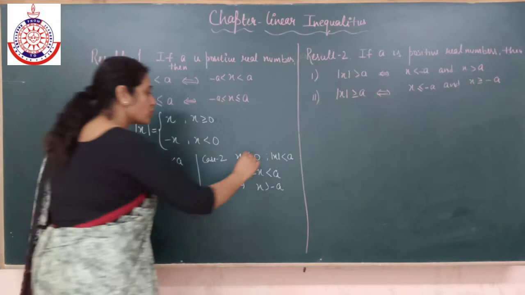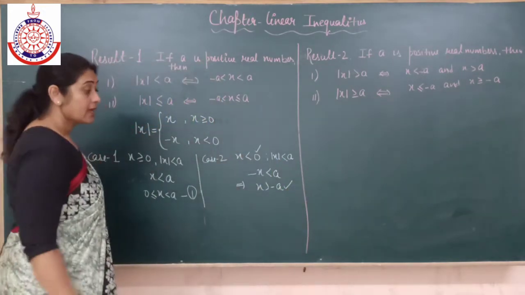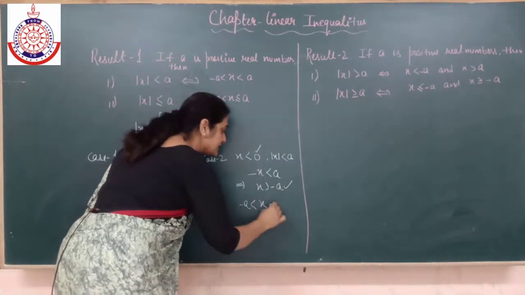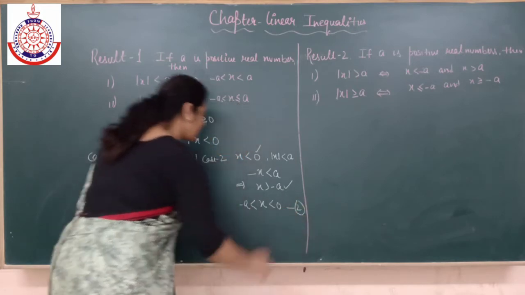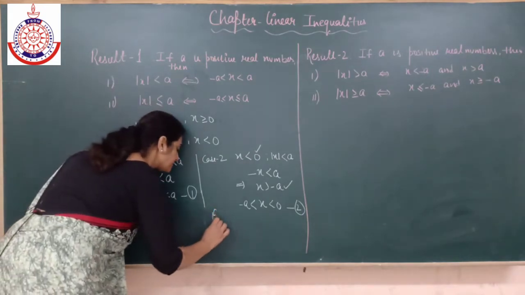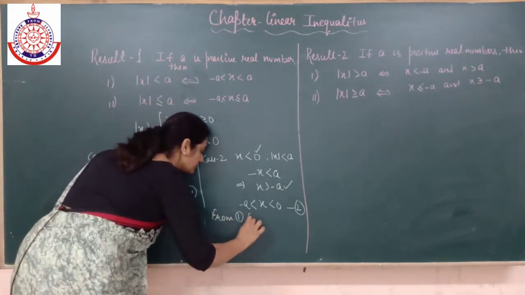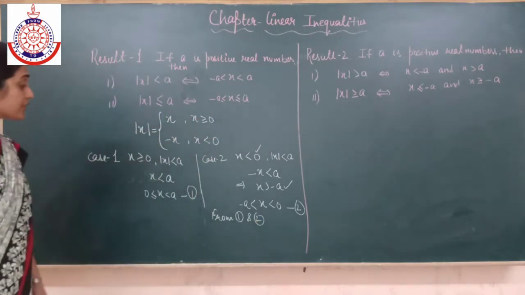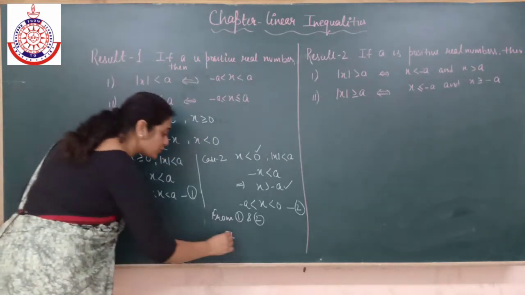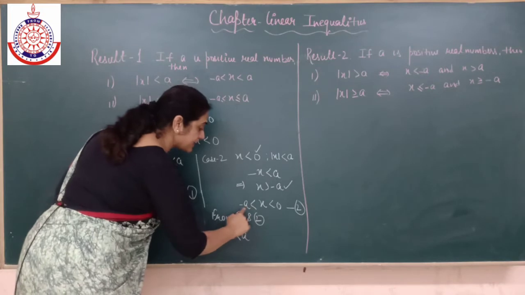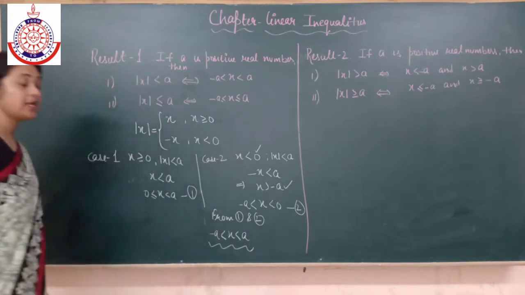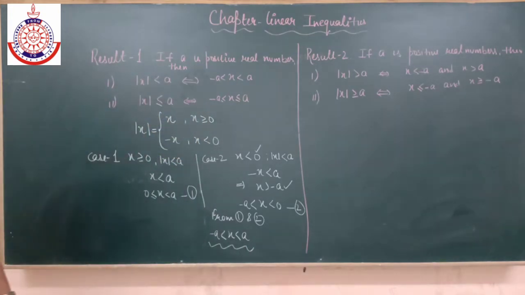Clear? अब इन दोनों को combine करो फर्स्ट ऑफ ऑल. क्या हो जाएगा? x is greater than minus a and x is less than 0. Alright, fine. Now from 1 and 2, what will happen? x is greater than or equal to 0, less than a, and here x is greater than minus a, less than 0. That means from 1 and 2, x will be lying between minus a and a.